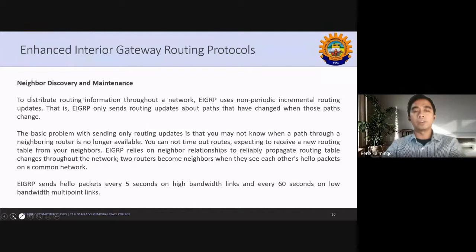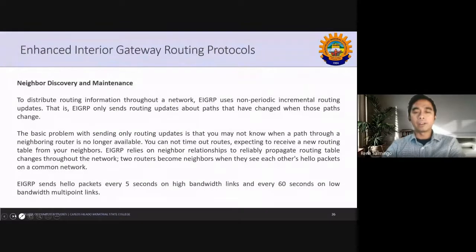So we have to address neighbor discovery and maintenance, which is important in Enhanced Interior Gateway Routing Protocol. It distributes routing information throughout the network using non-periodic incremental routing updates. The basic problem with sending only routing updates is that you may not know when the path through the neighboring router is no longer available. Because EIGRP relies on neighbor relationships to reliably propagate routing table updates, routers become neighbors when they see each other's hello packets on a common network.